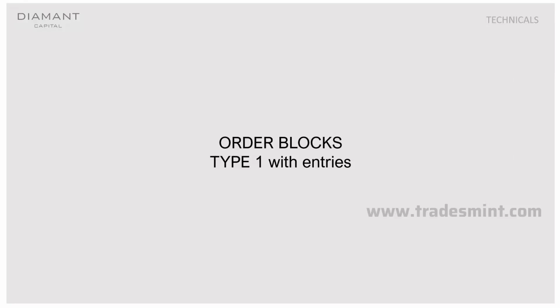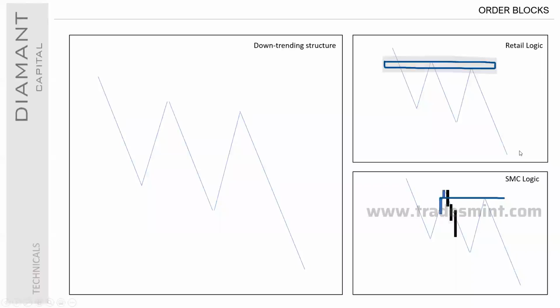So moving on from that last lesson where we talked about institutional order flow, what I mentioned in that video is order blocks, and we've got different types. Me personally, I would break it down into 3 different types. I'm going to be looking at type 1 with entries, and for every single one it's going to be how you enter, where you put stop loss, and where you put take profit. But yeah, let's just get into it.